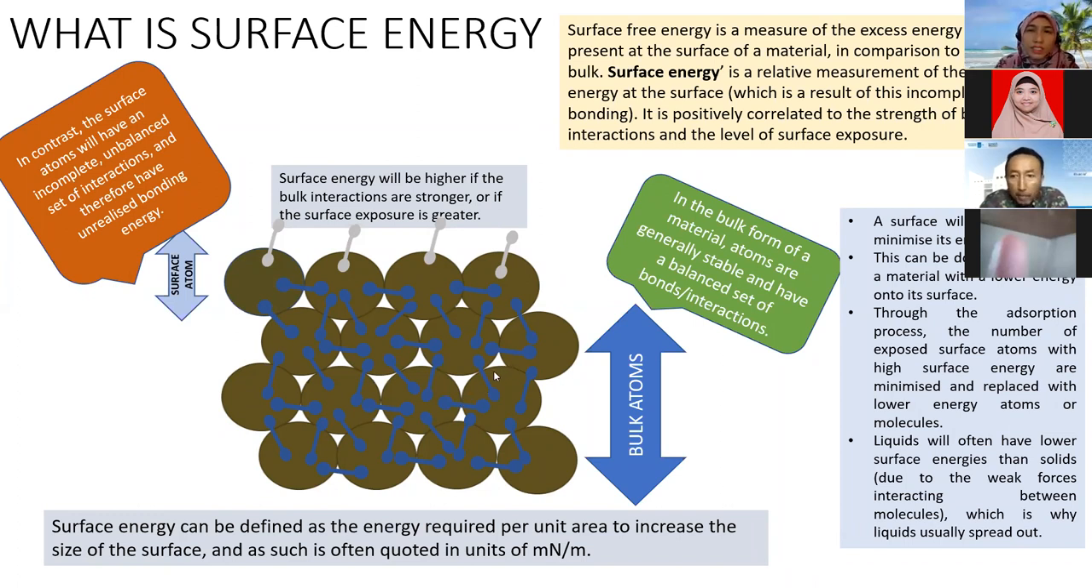This surface energy depends on how strong the bulk interaction is. If the bulk gives pressure to the atoms at the surface, the surface energy of the atoms at the surface will be high. A surface will always try to minimize its energy. Of course, nobody likes stress, everybody tries to reduce stress, because when you are stressed you use so much energy. So this is why a surface will always try to minimize its energy.